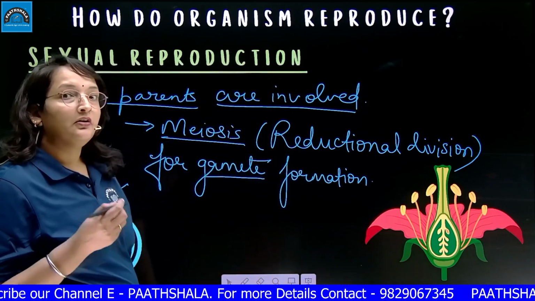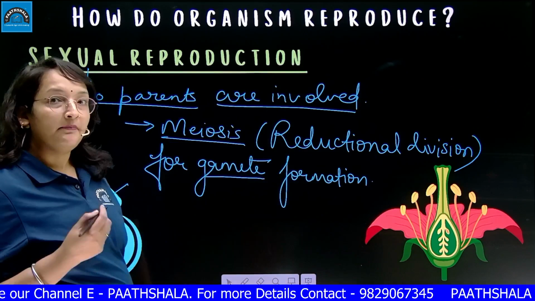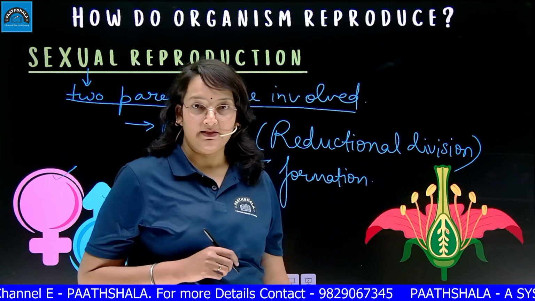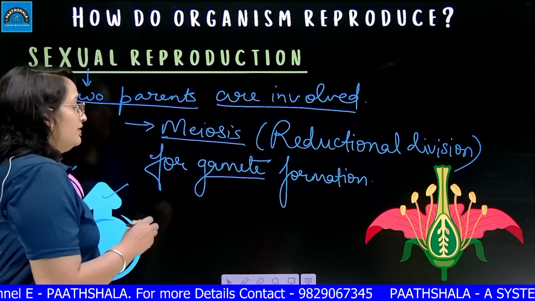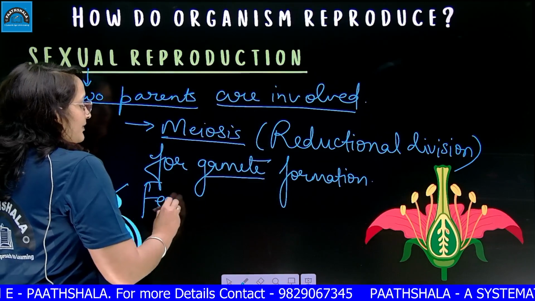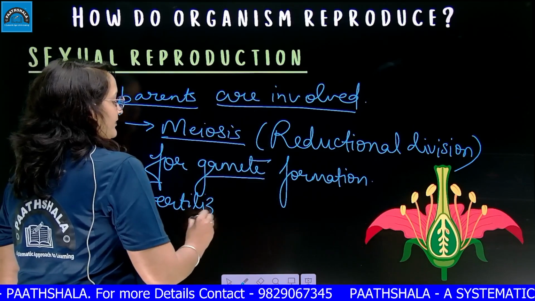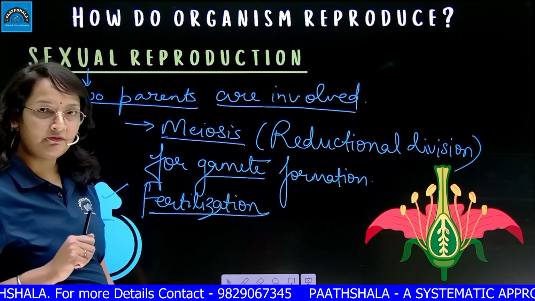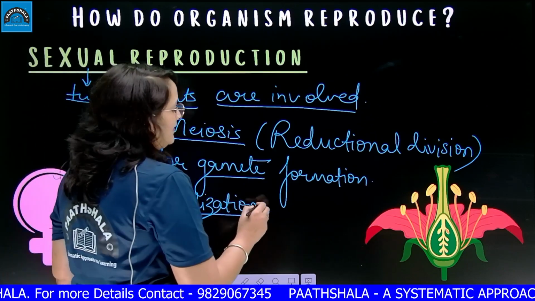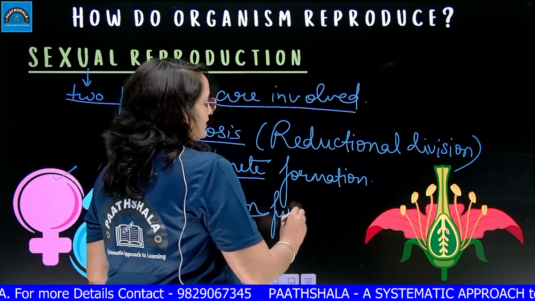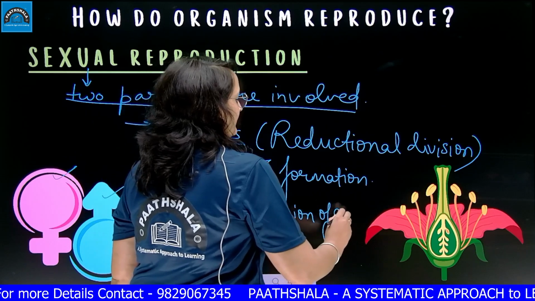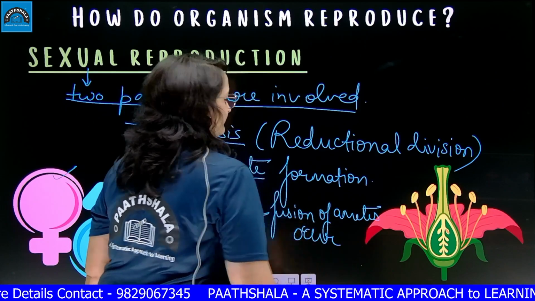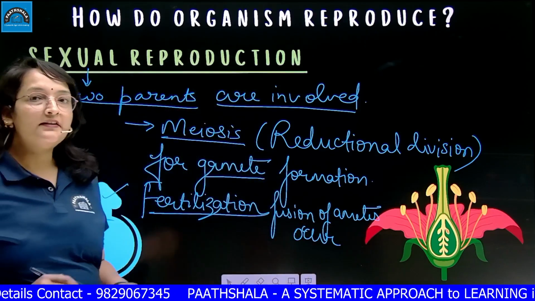So these gametes, to make a viable cell, to make a living cell, need to fuse with another gamete to make the zygote. So the next step is fertilization. In sexual reproduction, the first step is always gamete formation and the second step is fertilization, where fusion of gametes occurs. This is the basis of sexual reproduction.